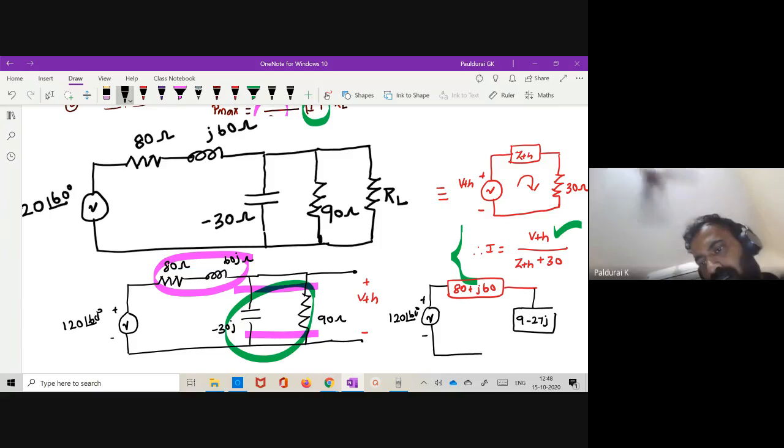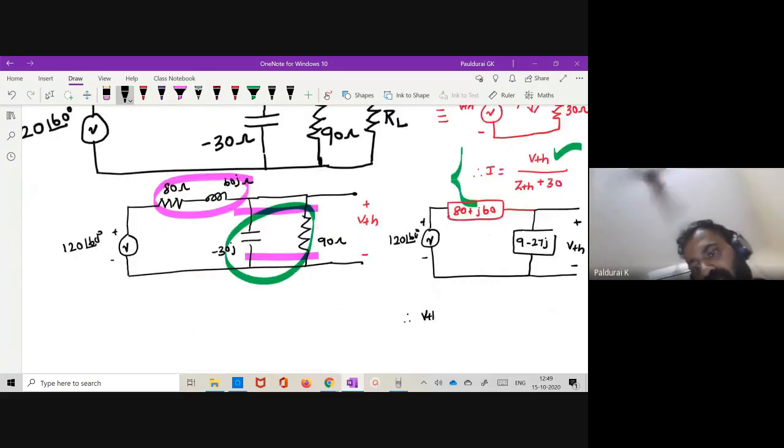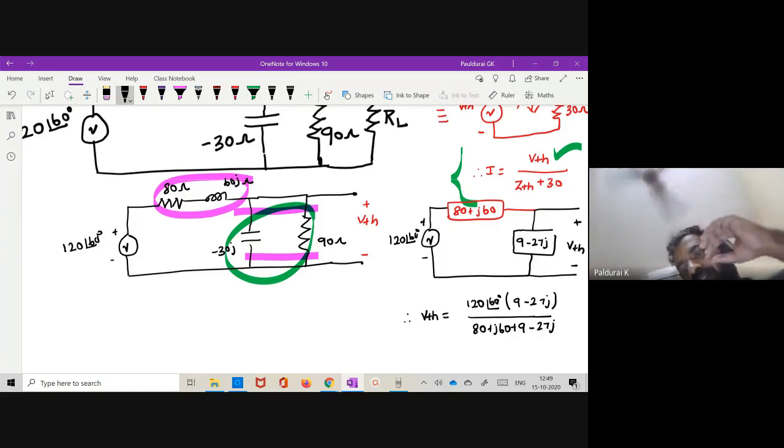Okay, 9 minus 20. Now this is my VTH, the voltage across 9 minus 27J. So what is my VTH? It's very simple. By voltage divider rule, applied voltage 120 at an angle of 60 degrees into the same resistance 9 minus 27J, divided by total resistance 80 plus J60 plus 9 minus 27J. So what is this value, anyone?